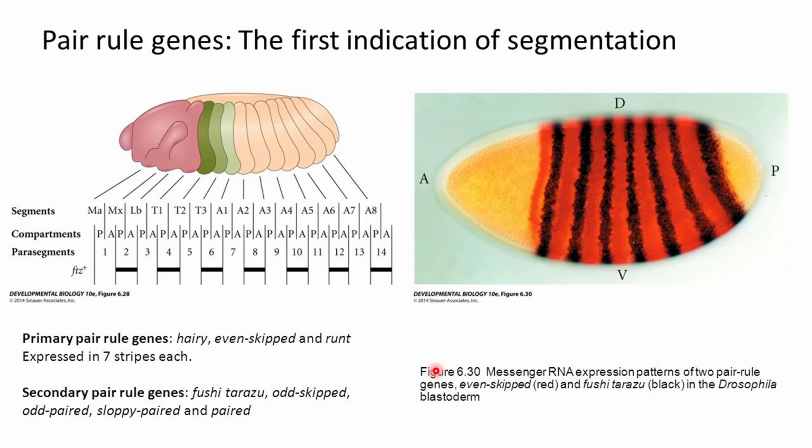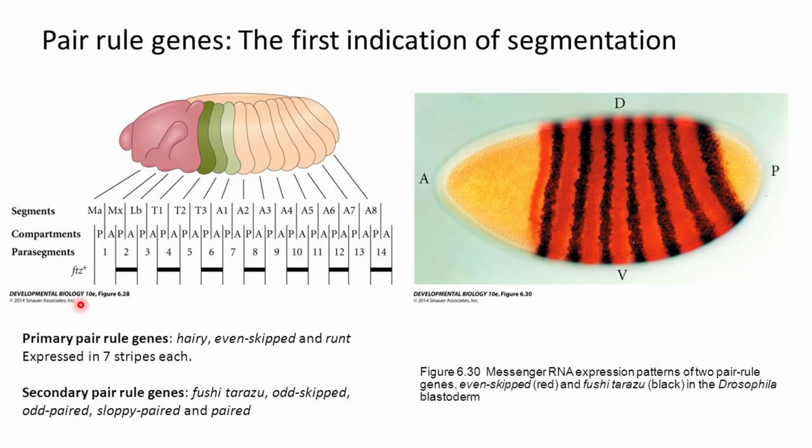And the final statement about Fushitarazu being a gap gene: Fushitarazu is not a gap gene, it is a pair rule gene, the first indication of segmentation. Let me take you to a brief overview of how a segment and a parasegment look. We have different segments here. Each segment can be divided from the middle, with the posterior of one segment and the anterior of the adjacent segment. This is known as a parasegment. And here you can see Fushitarazu is a pair rule gene expressed in alternate parasegments.